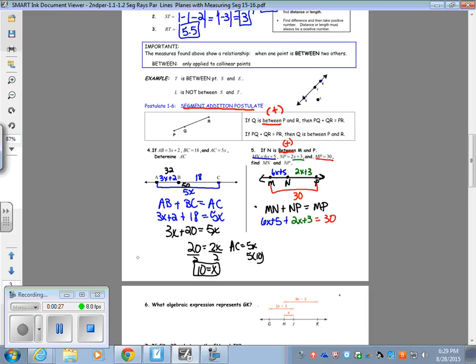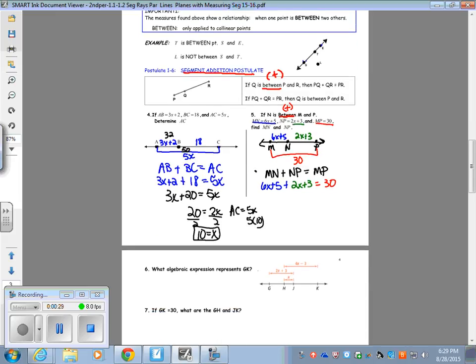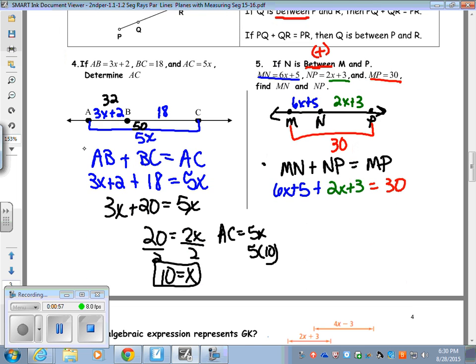And so I went ahead and labeled the figure for number 4 and set up the equation. We solved for x, plugged it back in. We talked about, remember, a figure can not be drawn to scale, so it's okay. And then I asked you to draw a figure to go with number 5. If n is between m and p, it doesn't have to be at the middle, it's just between. We go ahead and label. So let me get this set up nice and big.